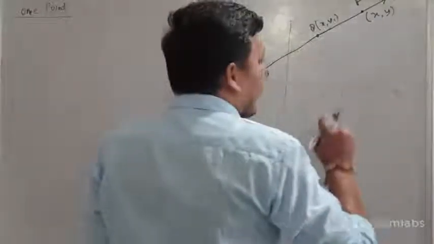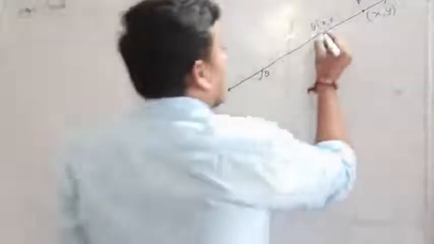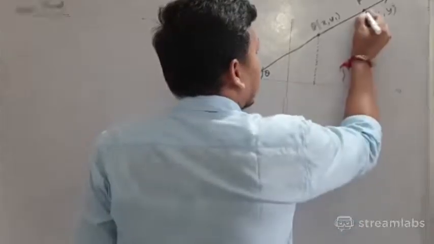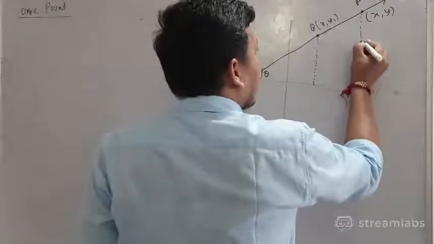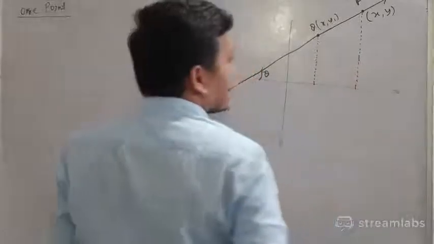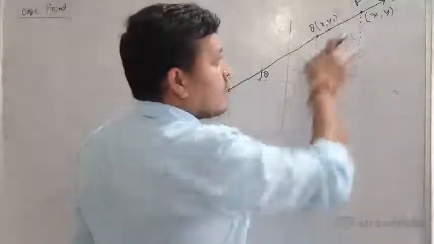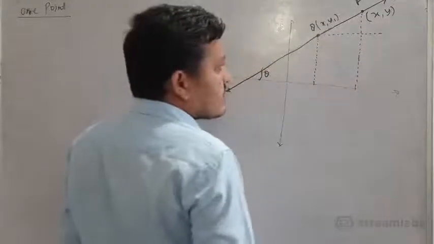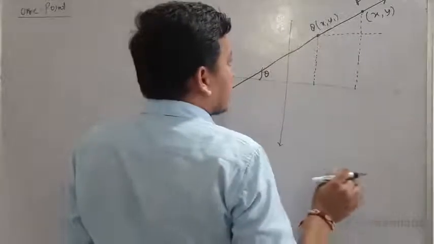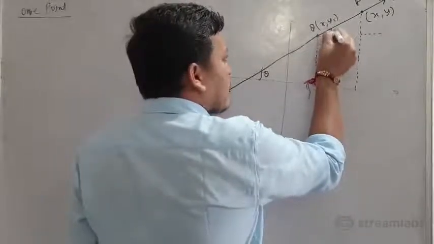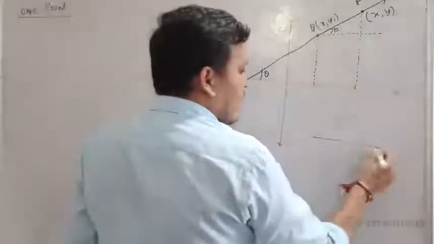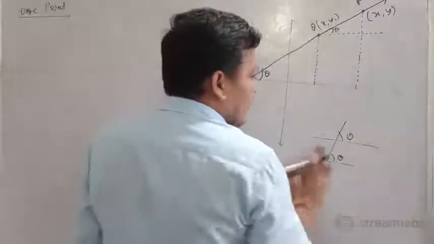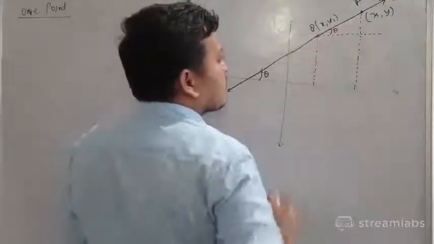Similarly, we can use the same method here. First, drop the perpendicular from the point Q on the x-axis. Similarly, drop the perpendicular through the point P on the x-axis. Now a triangle should be formed with the help of these points. Through the point Q, draw a line parallel to the x-axis. Now all the things are formed. This is theta, and this angle is also theta, because the lines are parallel, so a corresponding angle is formed here.